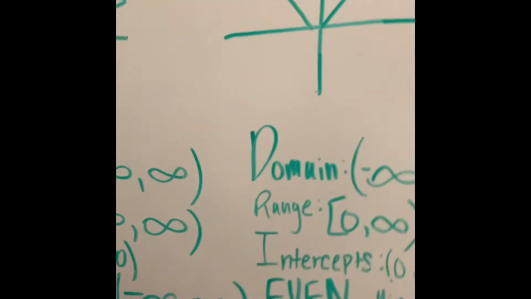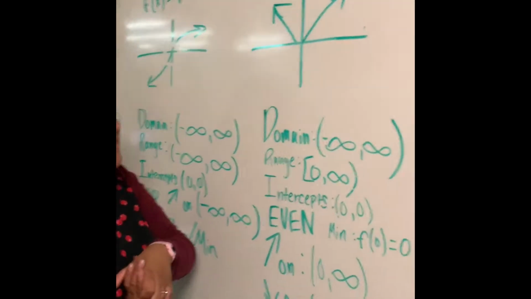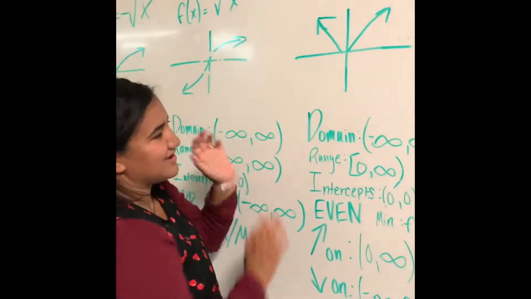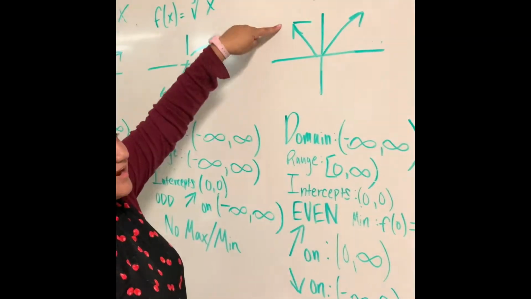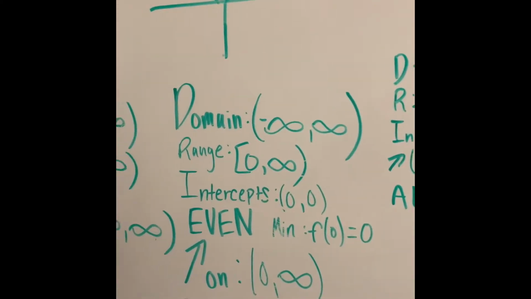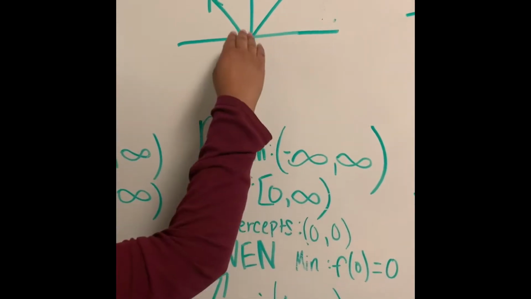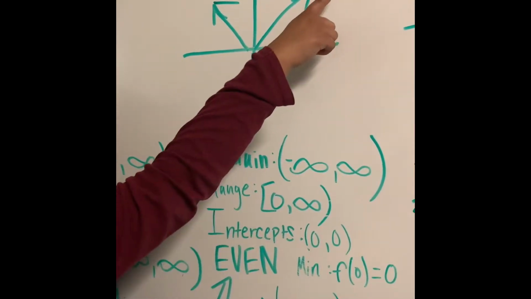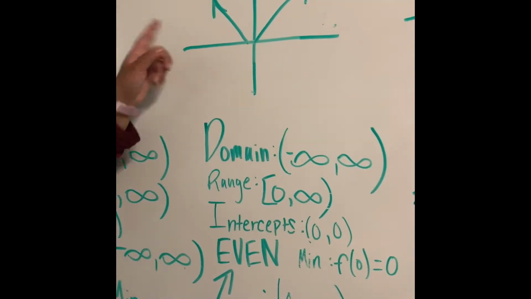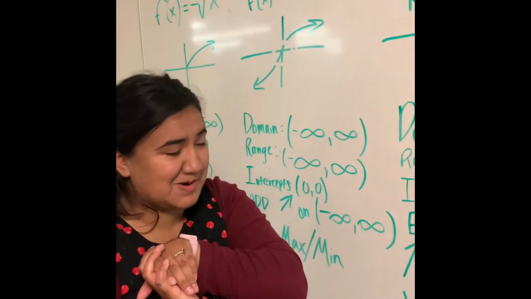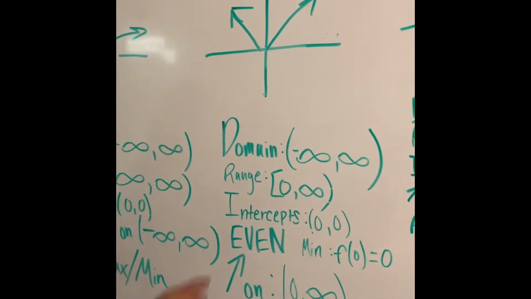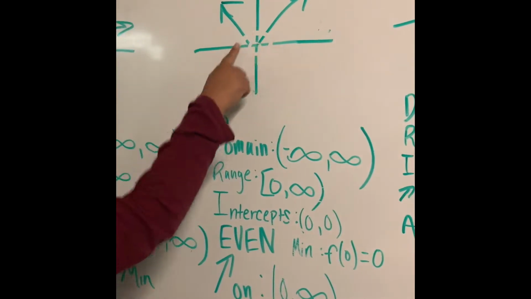Moving on. Oh, look at this. Absolute value, f of x. This is the absolute value, like I said before. It's going to go like a V. The domain is going to be negative infinity, left to right, to positive infinity. As for the range, however, going from up to down, it would be 0 to infinity. As for the intercepts, again, it crosses through at 0, 0. It's even, and the absolute minimum is f of 0 equals 0. It increases from 0 to infinity and decreases from negative infinity to 0.